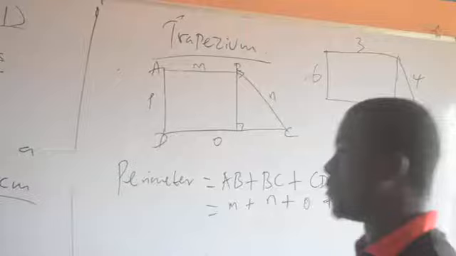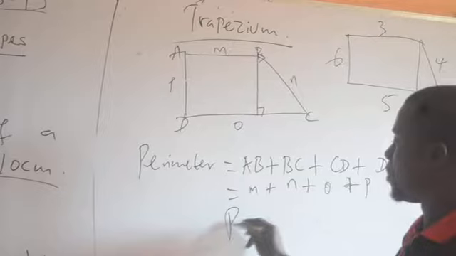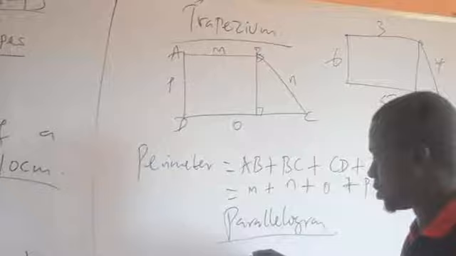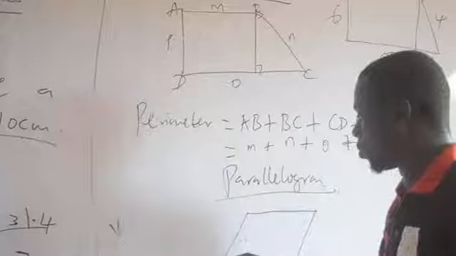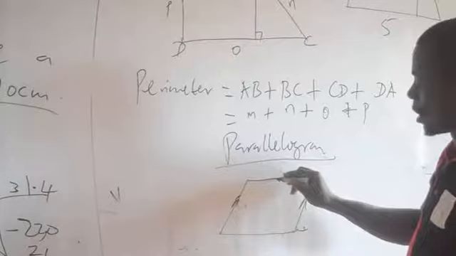Then parallelogram. Parallelogram looks like a rectangle, but it is bent. This is the shape of a parallelogram. It's like a bent rectangle. The parallel sides are equal. This side and this side are equal. Also this side and this side are equal.